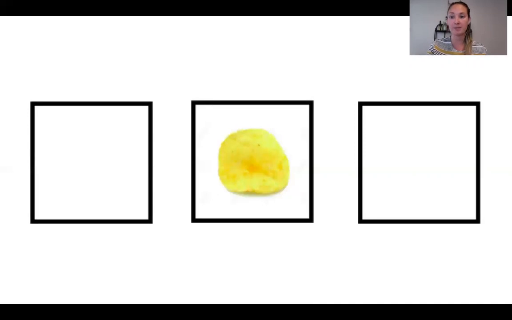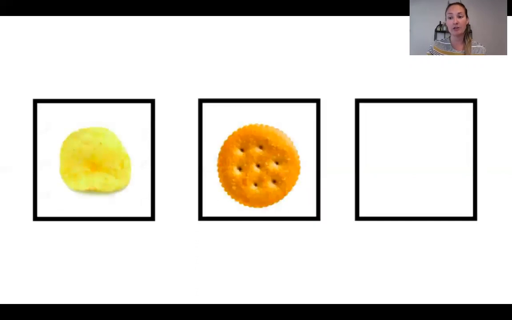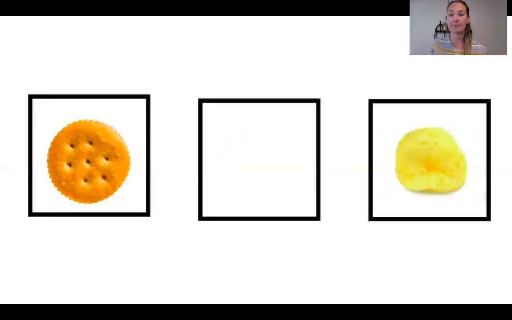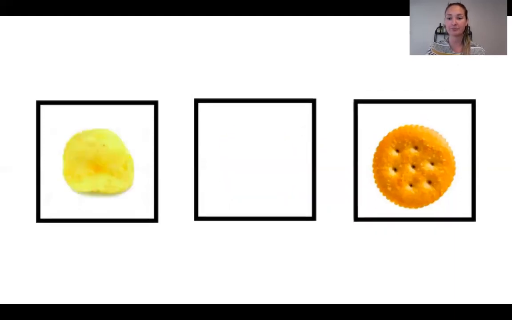Let's take a look at what step 2 of level 1 looks like. Now we're still working on the target chip, only this time we're going to throw in a distractor. So the distractor in this case is the cracker. We're going to do the same thing and say touch chip. Notice that the target and the distractor are still being rotated, forcing your student to scan. And also this is a little bit harder because now our student is really forced to discriminate. Again, 5 to 10 times depending on your learner.